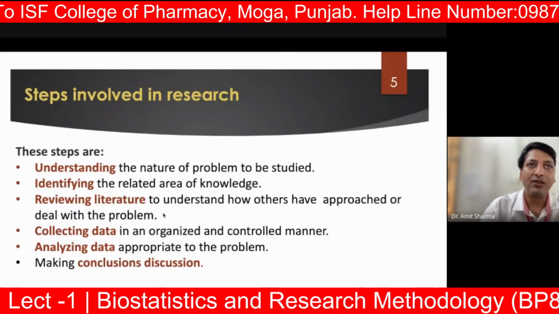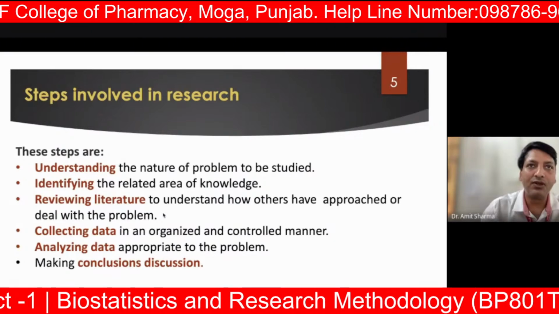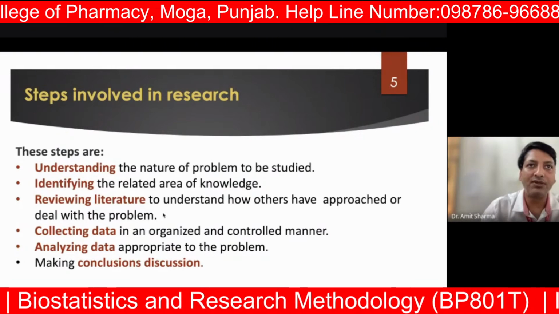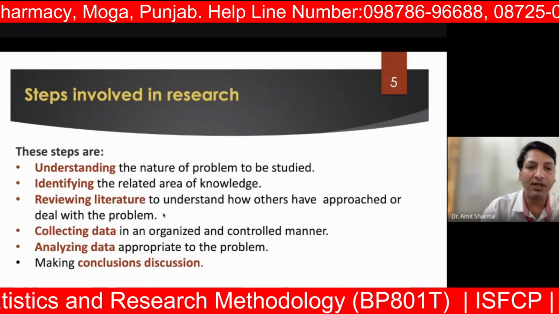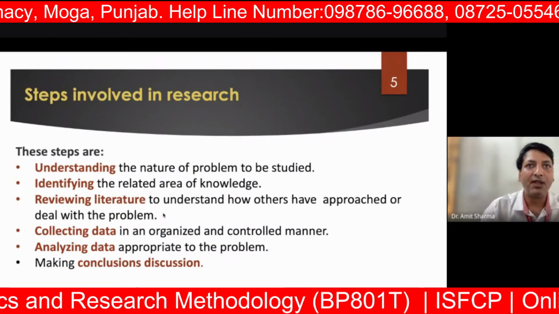Otherwise what will happen? Your research is good, your work is good, the method which you have applied was fantastic. But if you don't have the knowledge of statistics, what will happen?